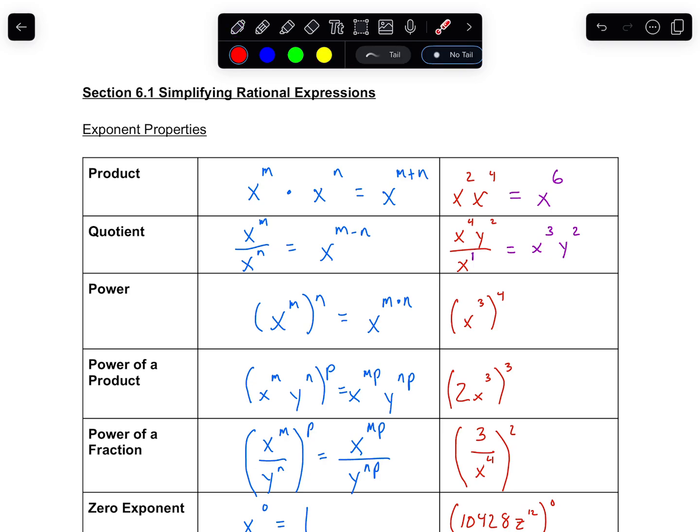Next is our power rule. If we're taking a base to an exponent to another exponent, we multiply the two exponents together. So in our example, we have x to the third all to the fourth power. So we take 3 times 4 to give us x to the 12th.